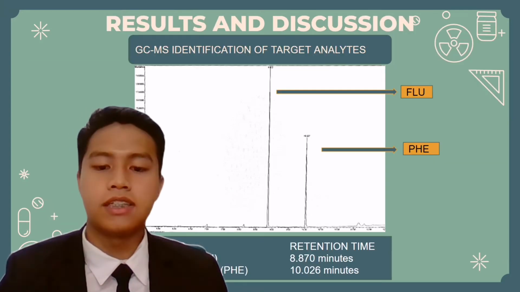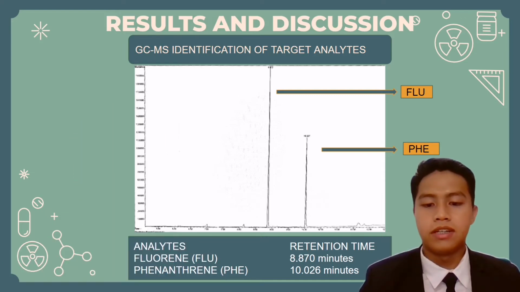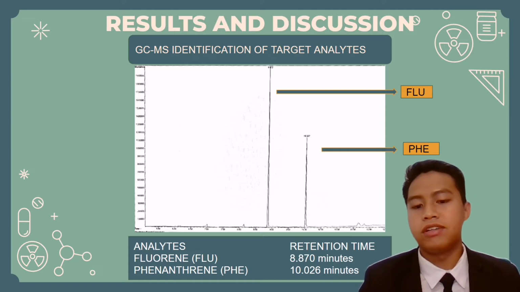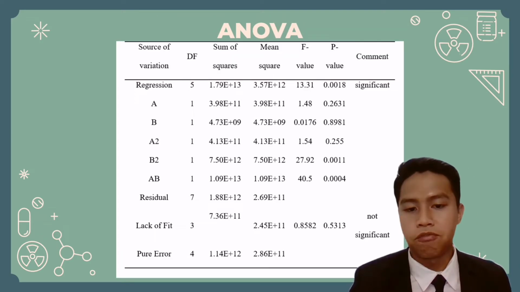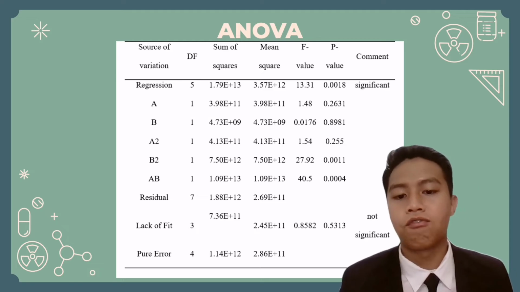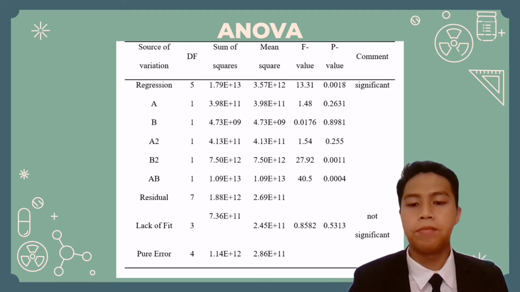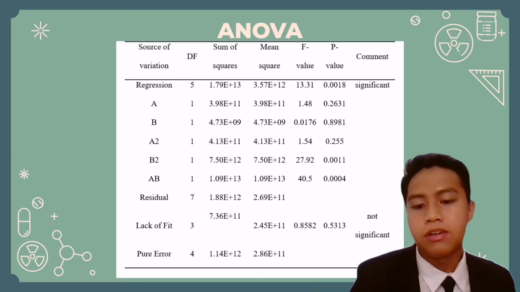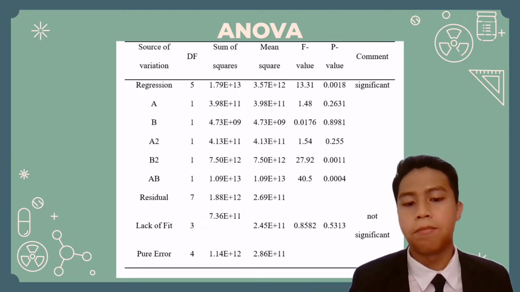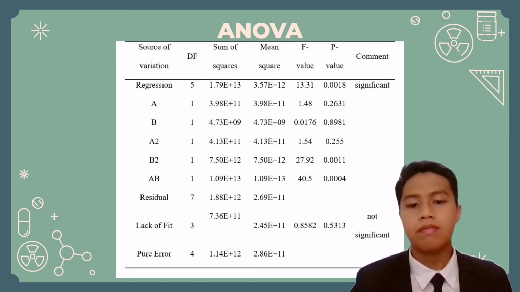So this is my results and discussion. This chromatogram shows the detection time of fluorene and phenanthrene. Fluorene has 8.870 minutes of detection time, phenanthrene has 10.026 minutes of detection time. This is my regression model of ANOVA, which has a degree of freedom of 5, an F value of 13.31 and a P value of 0.018, all of which conclude that my model is significant. And also, not to forget, the lack of fit is not significant, which shows that my model is fit.